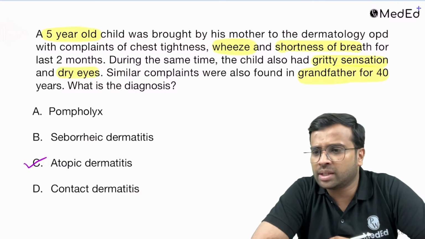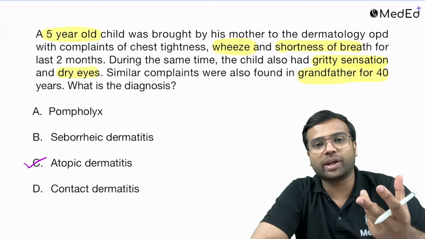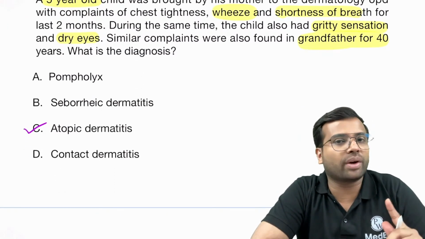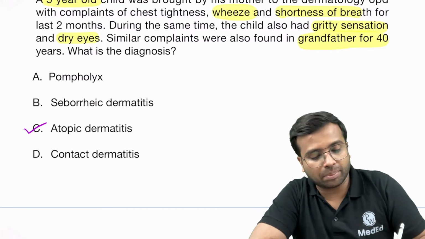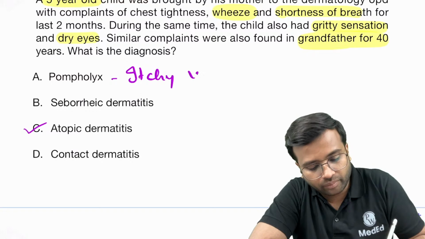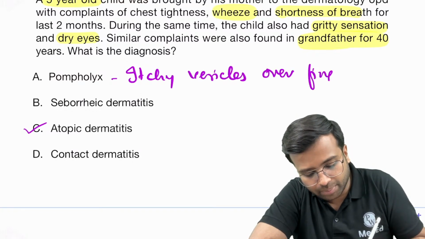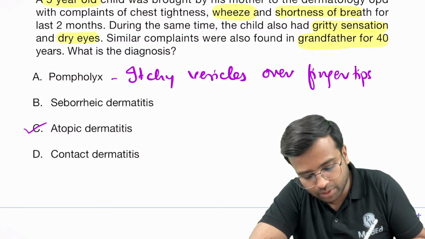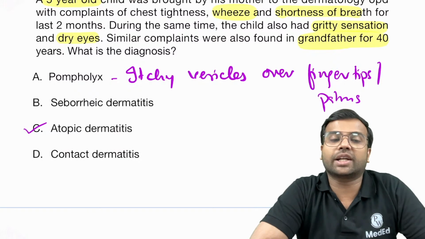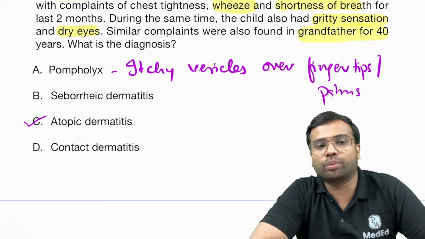Now in this option, there is a mention of pompholyx. So any idea what is pompholyx? In pompholyx, the patient, this is also an example of an eczema. So in pompholyx, the patient may complain of itchy vesicles over the fingertips or the palms and soles, that is called pompholyx. So this does not fit into pompholyx.